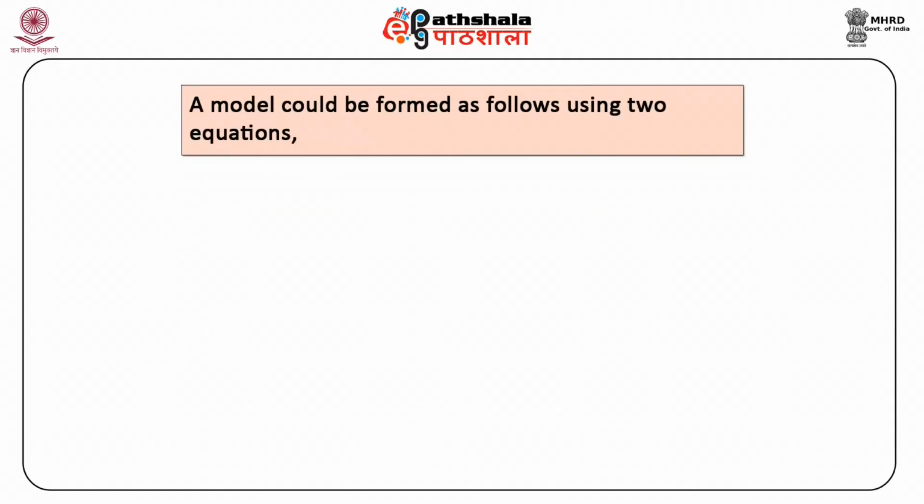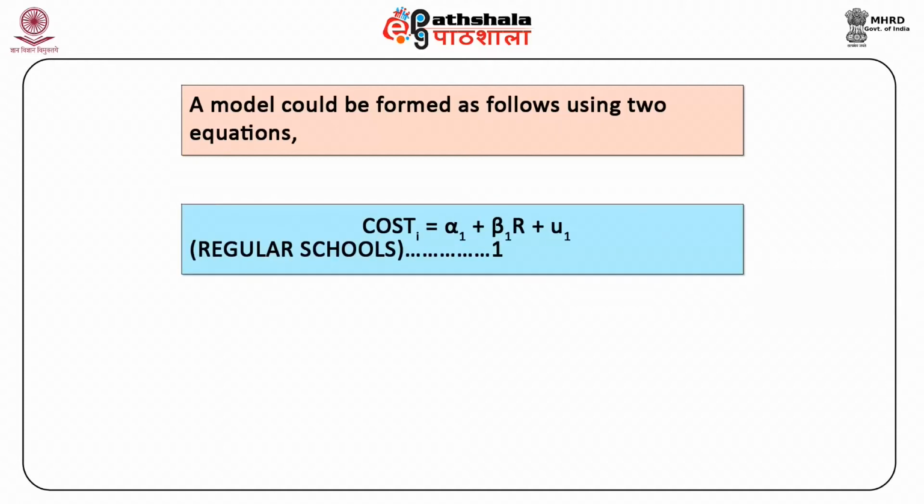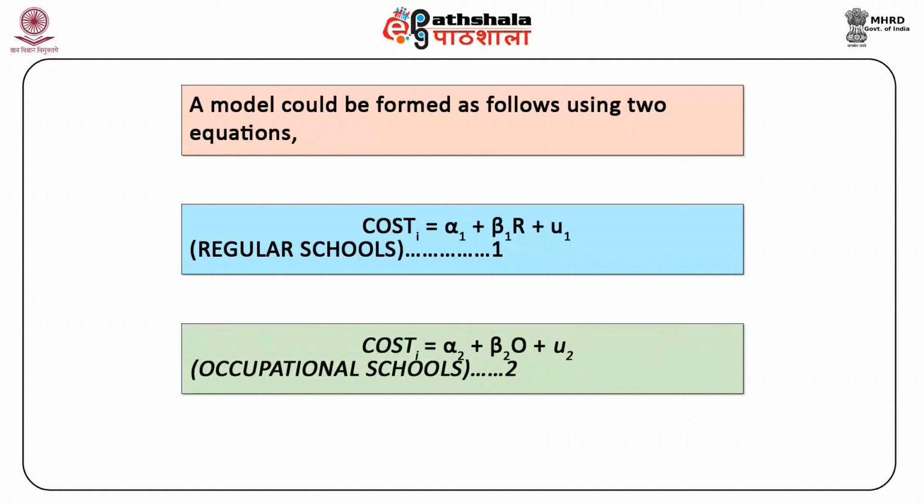Equation 1 represents the total cost of running a regular school, where alpha 1 is the fixed cost of running the school, whereas beta 1 is a slope coefficient and represents the marginal cost of running regular schools. Equation 2, on the contrary, represents the total cost of running occupational schools, where alpha 2 is the fixed cost of running the school, whereas beta 2 is a slope coefficient and represents the marginal cost of running occupational schools.